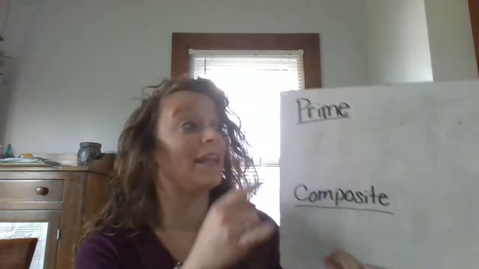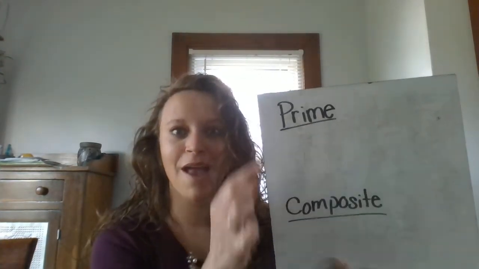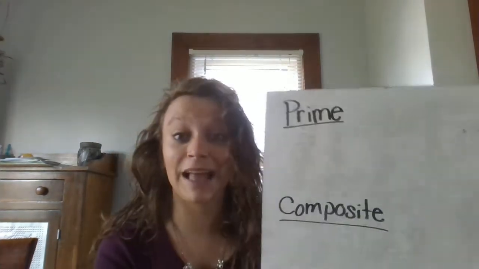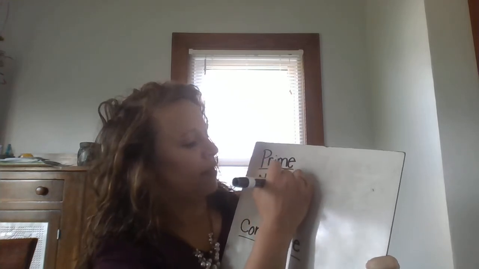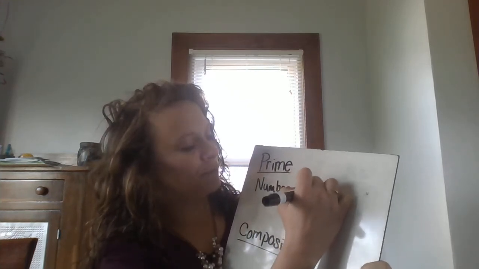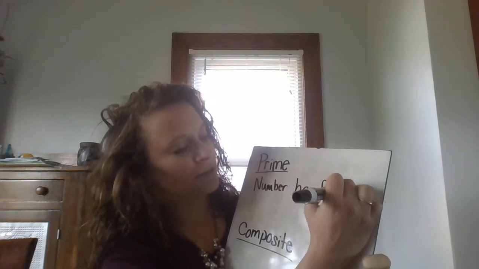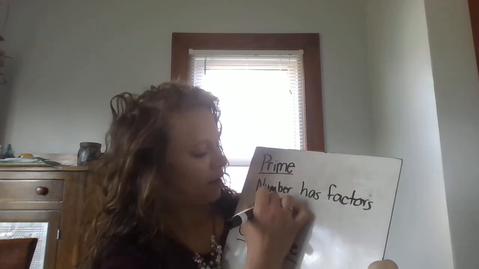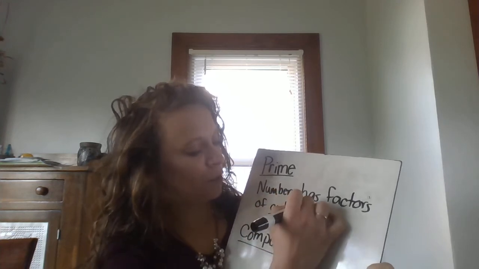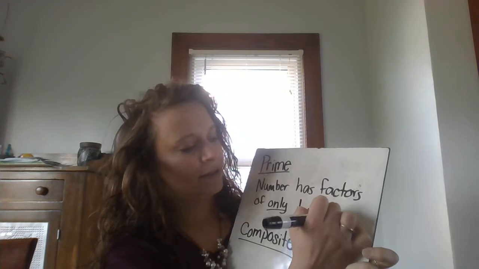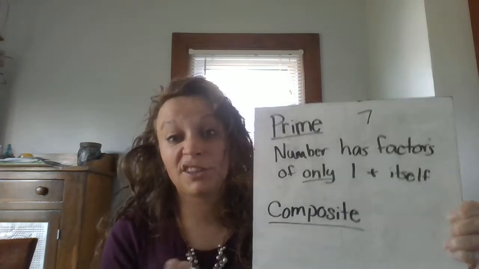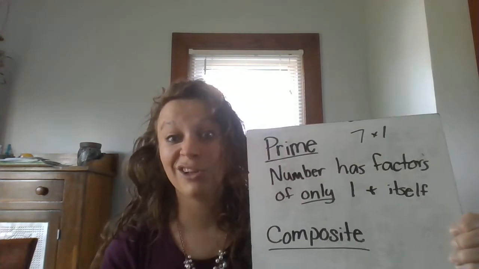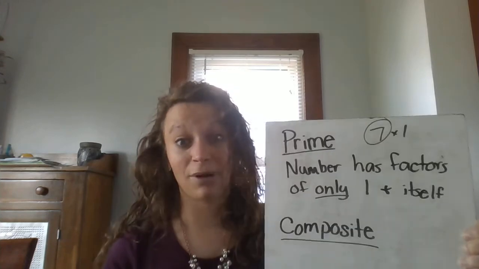Now, when we talk about factors and multiples, we also had 2 other words that came in, and these were opposites of each other. So we had prime and composite numbers. If you remember back to class, a prime number is a number that, when we look at the factors, has factors of only 1 and itself. So if I look at the number 7, what are the factors of 7? Well, they're only 7 and 1. So 7 is a prime number, okay?